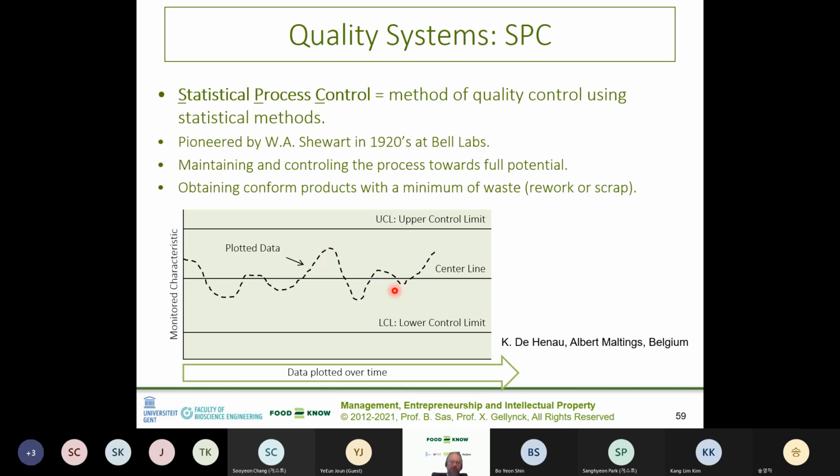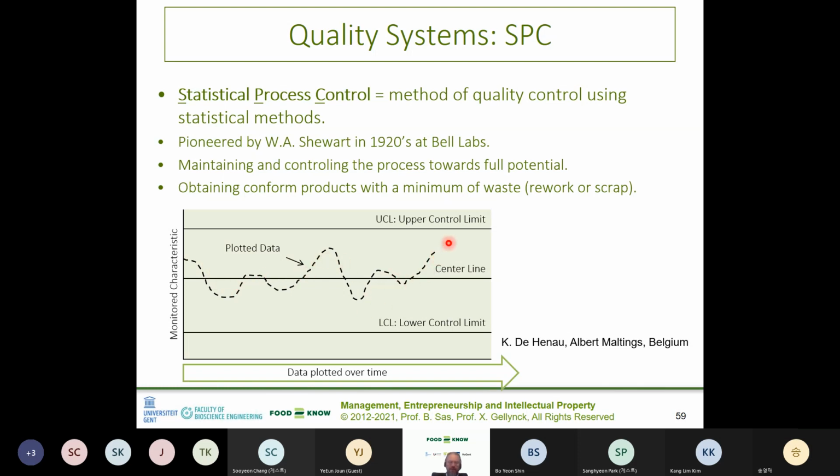So this is the center line. This is your average. And here you measure, for instance, let's say the pH of a product, and it should be between the upper control limit and the lower control limit, and then you measure over time. So it's fluctuating, that's fine.